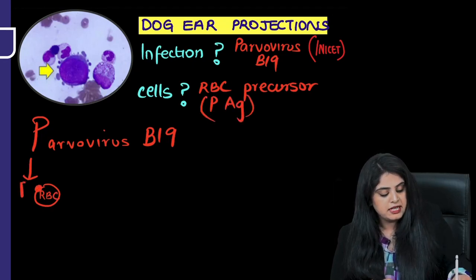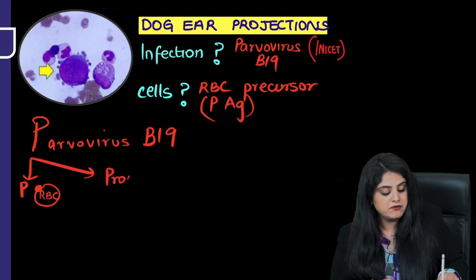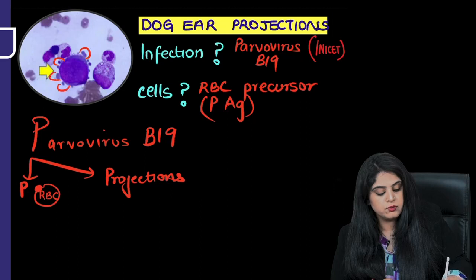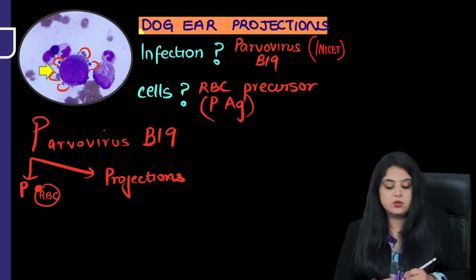P for P. It attaches to the P antigen of the red blood cell. Second, P for projections, and that is the picture shown in front of you. It shows these dog ear protrusions or projections. That is parvovirus B19, right?